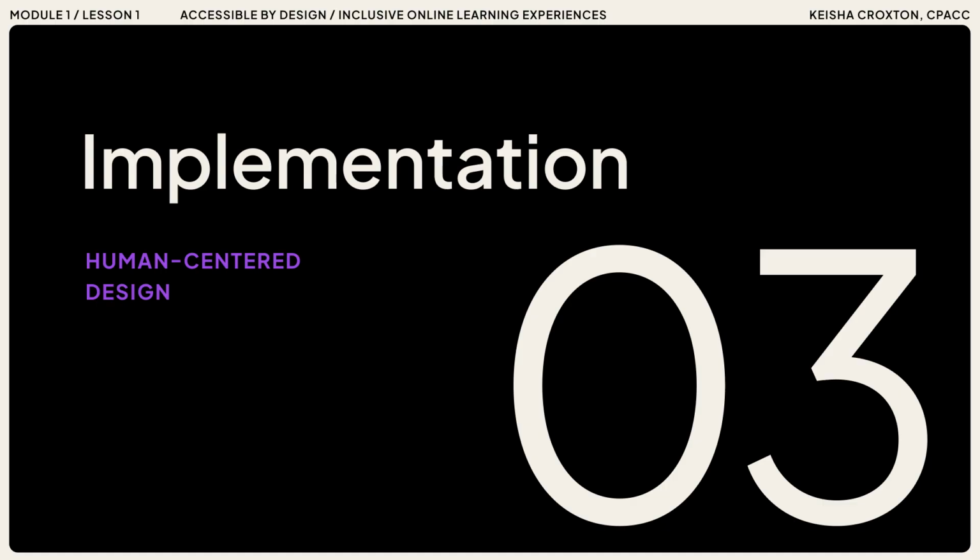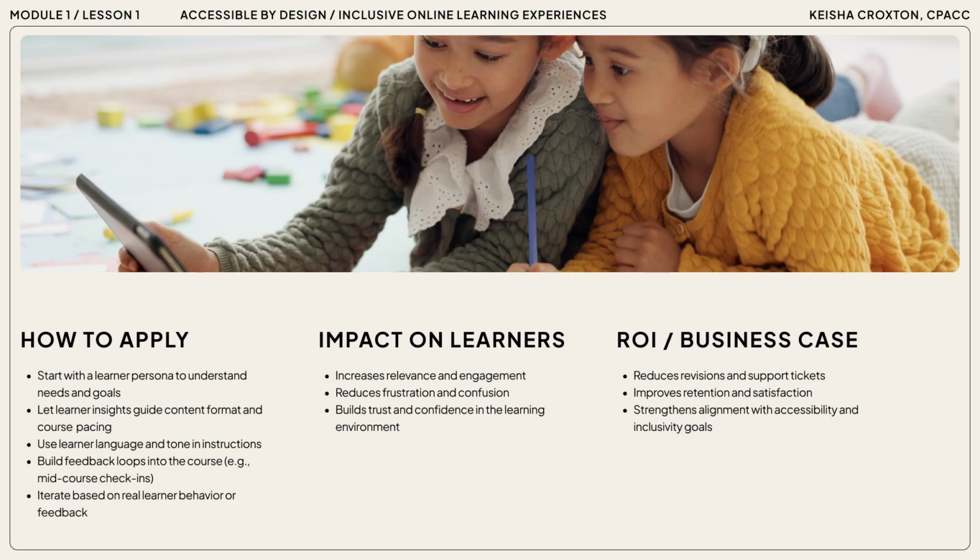Implementation. When it comes to applying the human-centered design process to instructional design, we're going to start with our learner persona to understand our learners' needs and goals. We'll use that persona to guide the content format and the course pacing. We'll also use language and tone that resonates with our learner. And then we'll build feedback loops throughout the course to check in with our learner. With all that information, we're going to continue to iterate the course based on their behavior and their feedback.